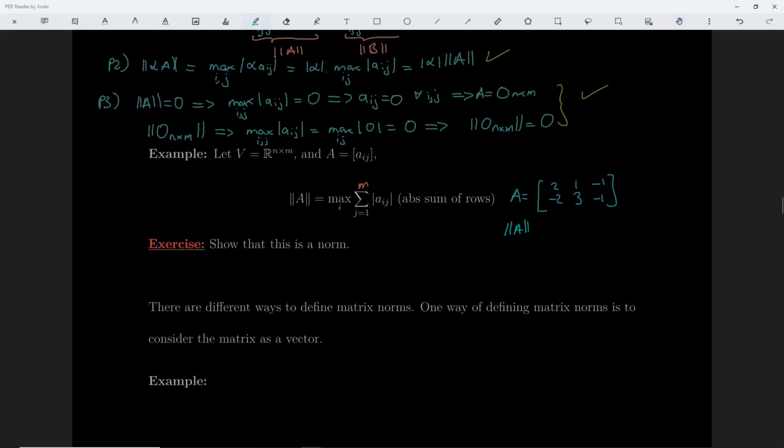Then norm A is equal to the maximum of the absolute sum of the first row, which is 2, 1, 1, simply equal to 4, and the sum of the absolute values of the second row, which is 2, 5, 6 (wait, that's the second row), and this is equal to 6. And as an exercise, you can show that this definition satisfies the axioms of norms.